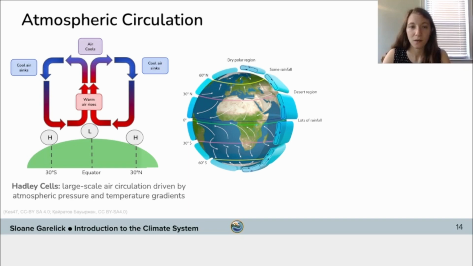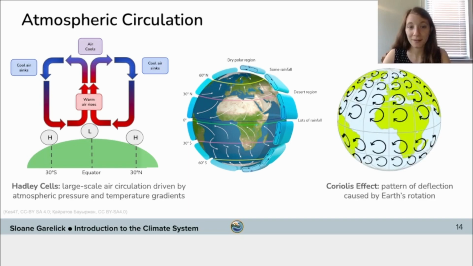One of the forces that contributes to this large-scale atmospheric circulation, as well as other large-scale climate processes, is the Coriolis effect. The Coriolis effect is a pattern of deflection caused by Earth's rotation. This effect causes circulating air to deflect to the right in the northern hemisphere and to the left in the southern hemisphere.